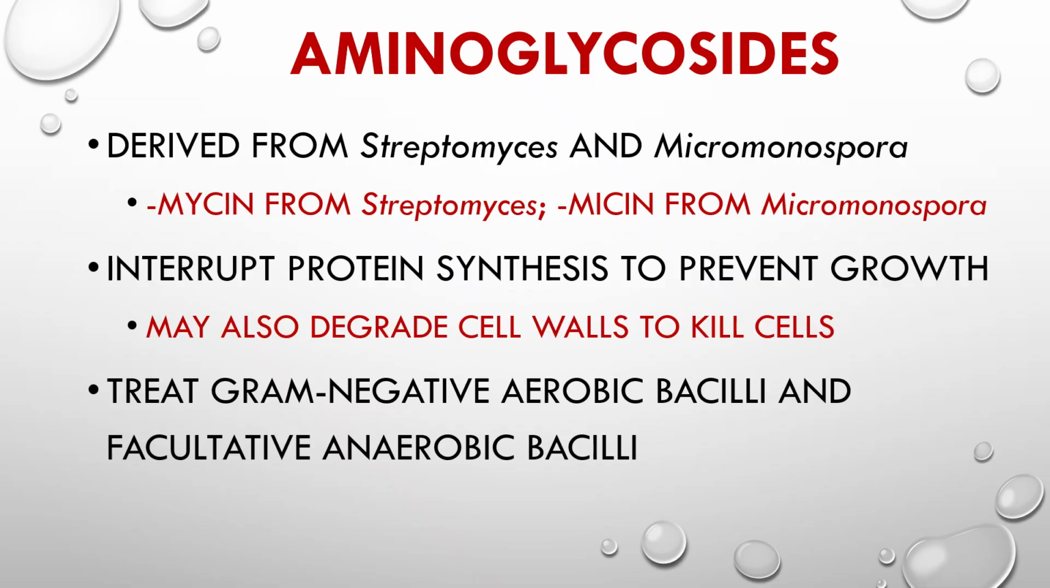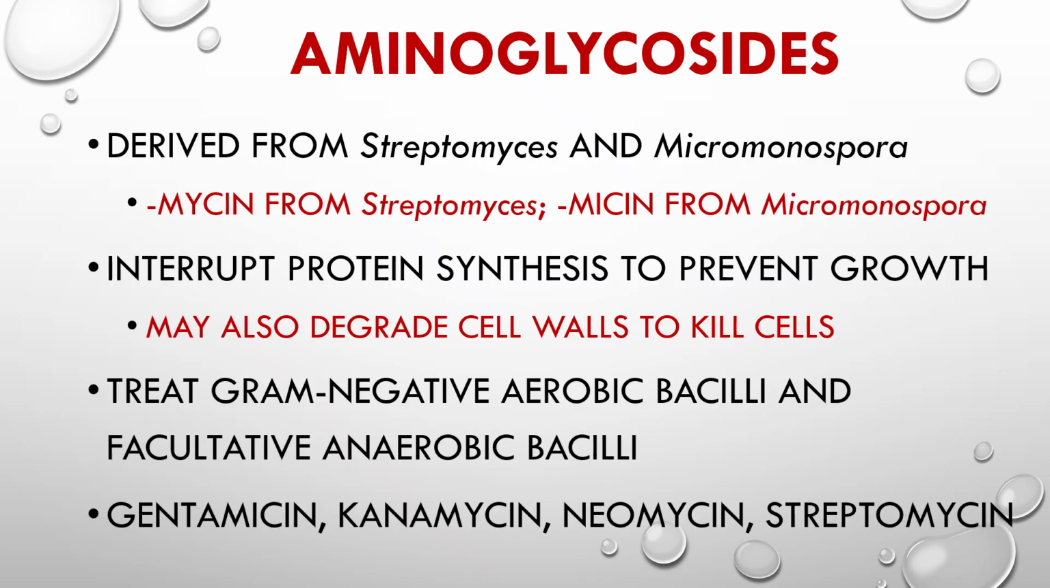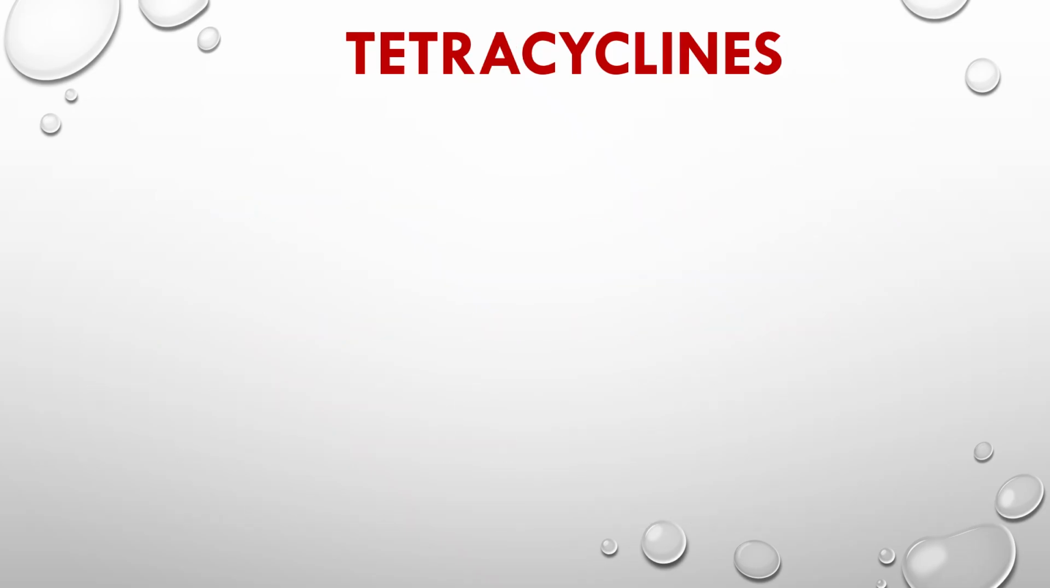And these treat a few different things like the gram-negative, aerobic, meaning they like and need oxygen, versus the anaerobes that don't like any oxygen, more in our gut. So the bacilli, and then facultative anaerobic, that just means that they prefer to have oxygen, but if oxygen is not available, they can switch to an anaerobic form, so fermentation, in order to get their energy. And then a few examples here: gentamicin, kanamycin, neomycin, again, Neosporin has that, and streptomycin.